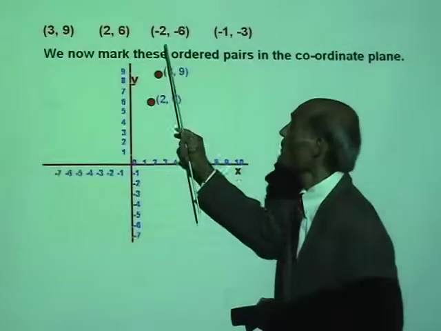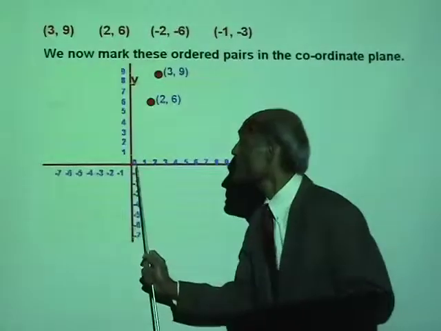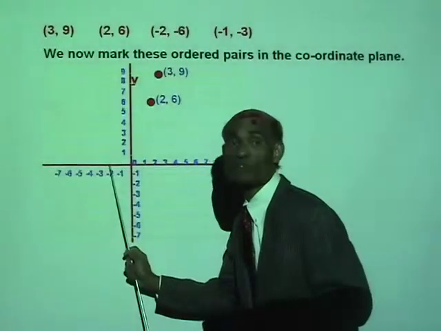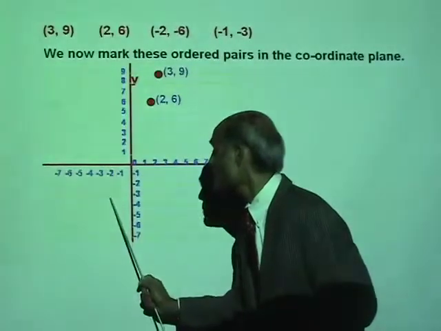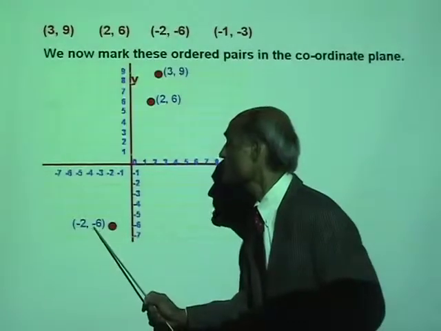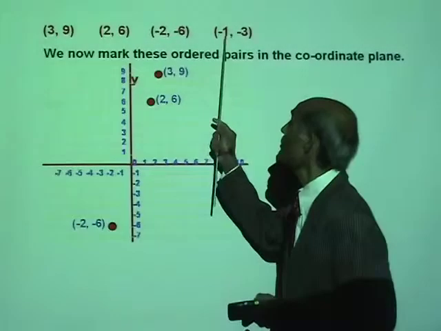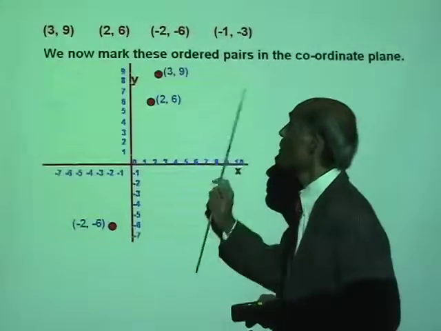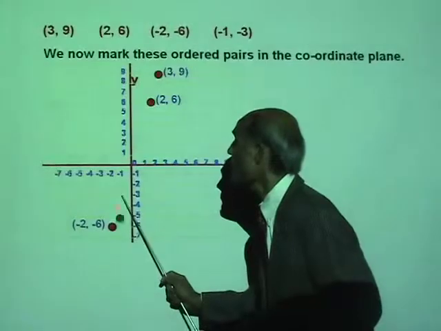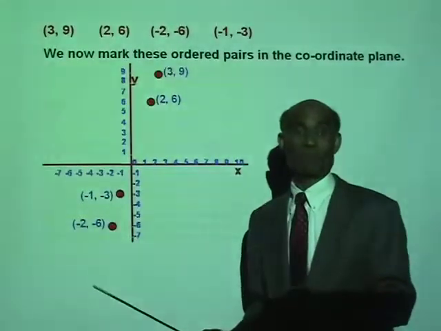What is our next point? Negative 2, negative 6. So this time I go 2 steps to the left. X equal to negative 2. Y equal to negative 6. There you are. So that is negative 2, negative 6. And the last point, x equal to negative 1. Y equal to negative 3 over here. And that is negative 1, negative 3.